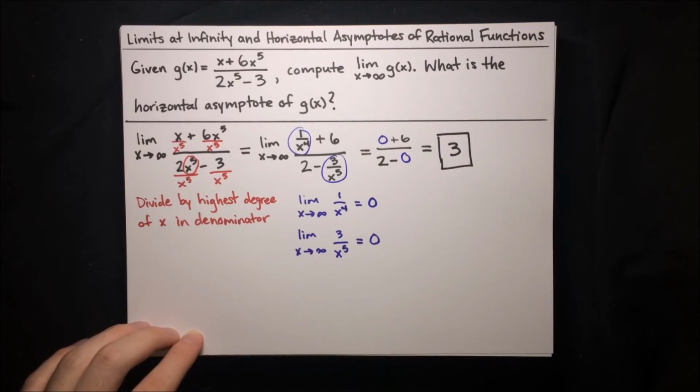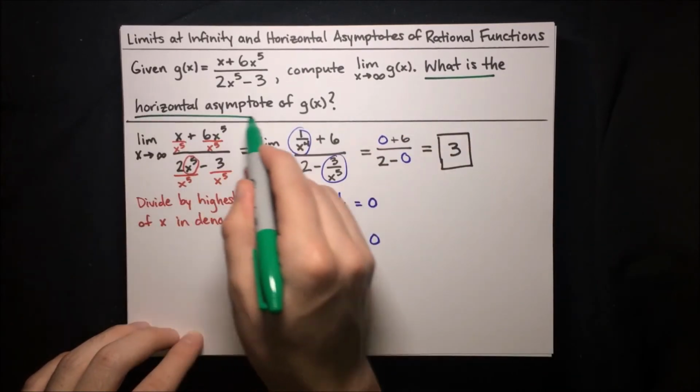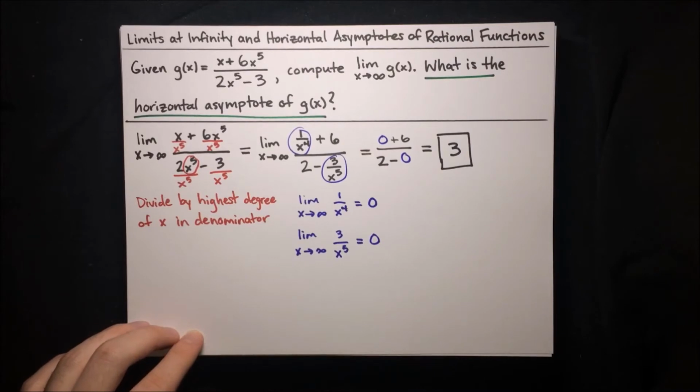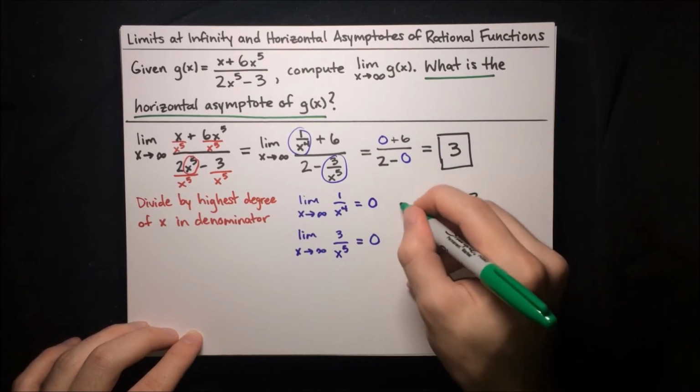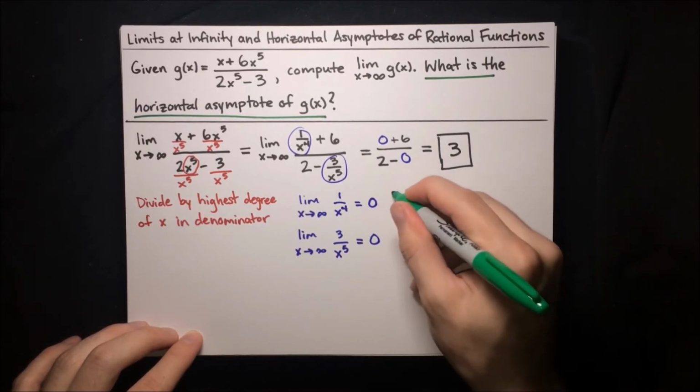But we're not done yet. We also wanted to answer what is the horizontal asymptote of g of x. Remember, the horizontal asymptote is just the horizontal line that the function approaches as x approaches positive or negative infinity. And we actually just figured this out right here by doing the limit. We saw that the limit as x approaches infinity of g of x was equal to 3. So that means 3 is the y value that this function approaches as x approaches infinity, which means that y equals 3 is the horizontal asymptote. Let's label that HA, meaning horizontal asymptote.